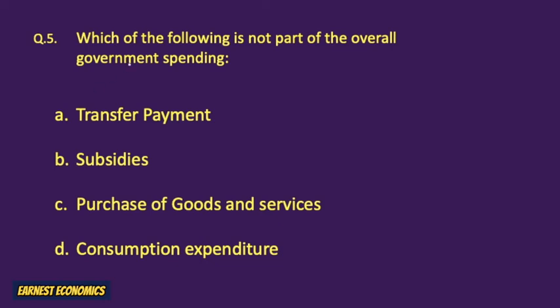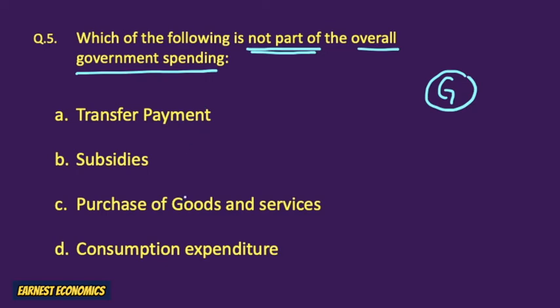Our last question for the session is, which of the following is not part of the overall government spending? So you have to see where the government spending goes, and find which component is not part of the government spending. The first one is transfer payments, second option is subsidies, third is purchase of goods and services, and fourth is consumption expenditure.